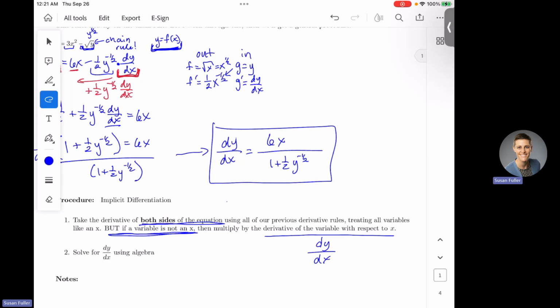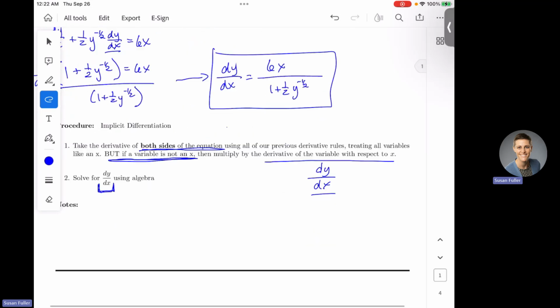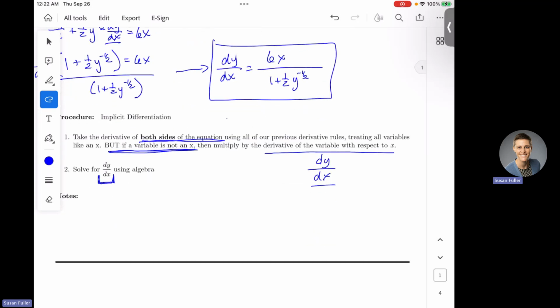And then once you do the derivatives of everything in there and you have a bunch of dy dx's floating around, you have to solve for dy dx using algebra. And once you get dy dx by itself, you, my friend, have found your derivative function and you can find slopes.